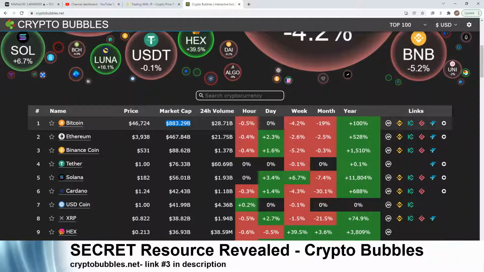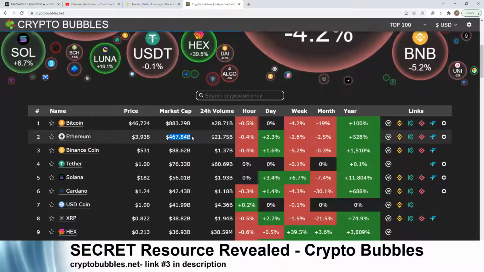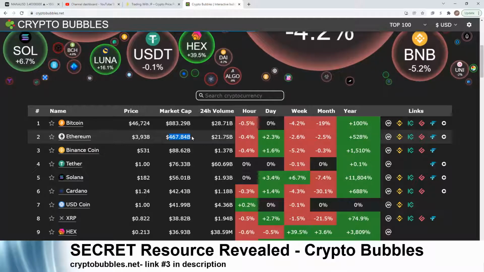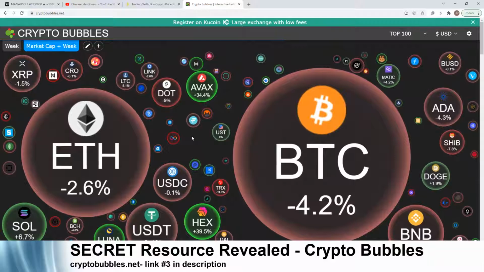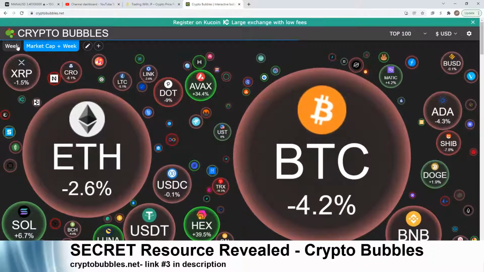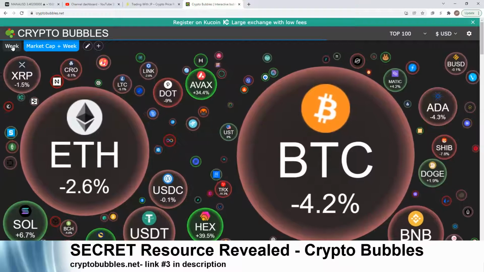So market cap, 883 billion versus Ethereum 467. Man, that gap seems to be getting closer and closer. What's that magic word? The flippening. Is it going to happen? Who knows? But I guarantee Ethereum and Bitcoin are going to be around regardless of what happens.